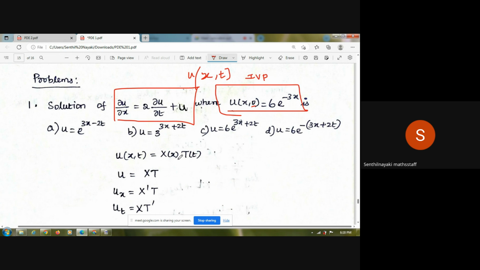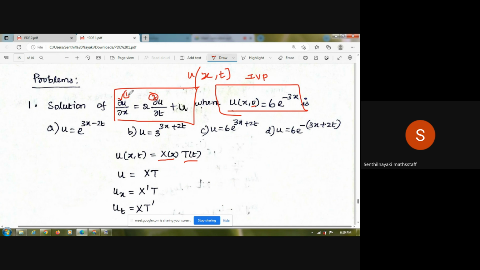Here I am using the variable separable method. Many of you may be aware of this method. This is a PDE, and already I have said two independent variables are involved. So first we have to take one assumption, that the solution u is the product of a function of x and a function of t, two separate terms. Then we have to find the derivative with respect to x, and then the derivative with respect to t, one by one.